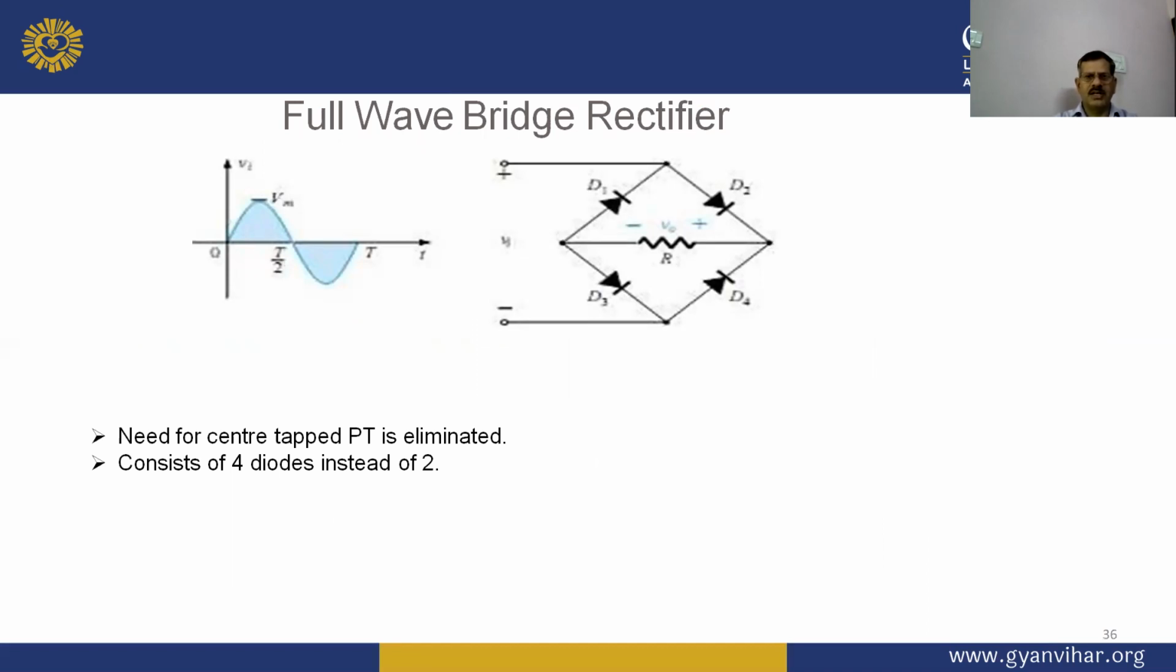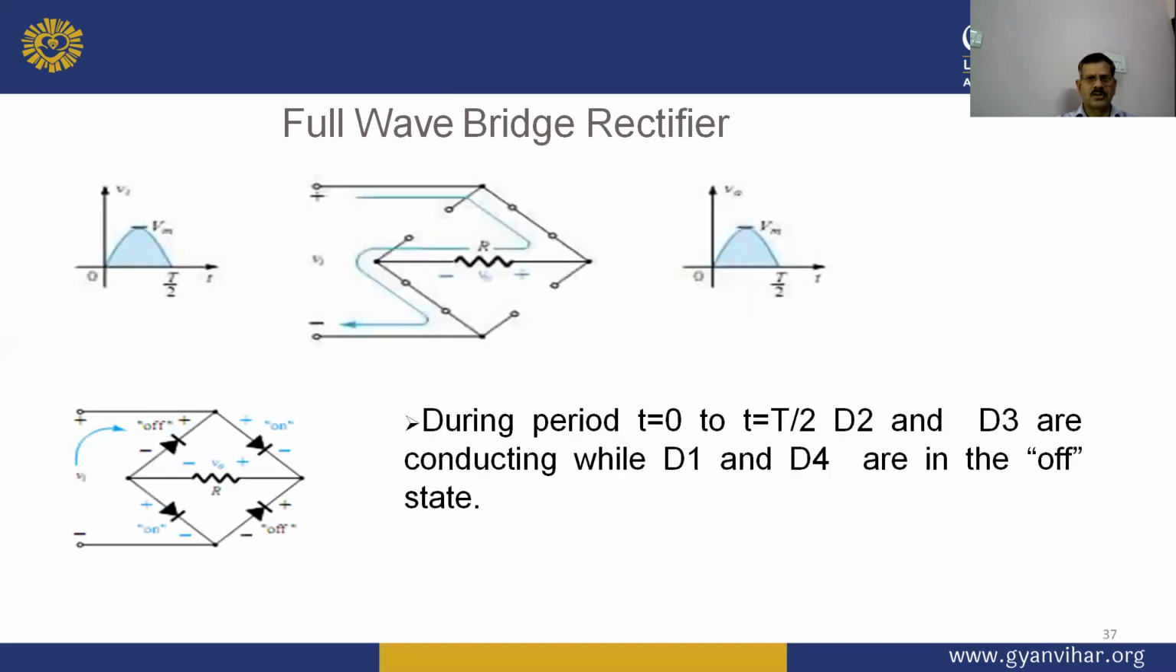Next is the full wave bridge rectifier. This is the circuit diagram of the full wave bridge rectifier. In this circuit we use a total of 4 diodes, and there is no need for a center tap. The center tap transformer is eliminated, and the circuit consists of 4 diodes instead of 2. This circuit diagram and the different waveforms show the working principle of the full wave rectifier.